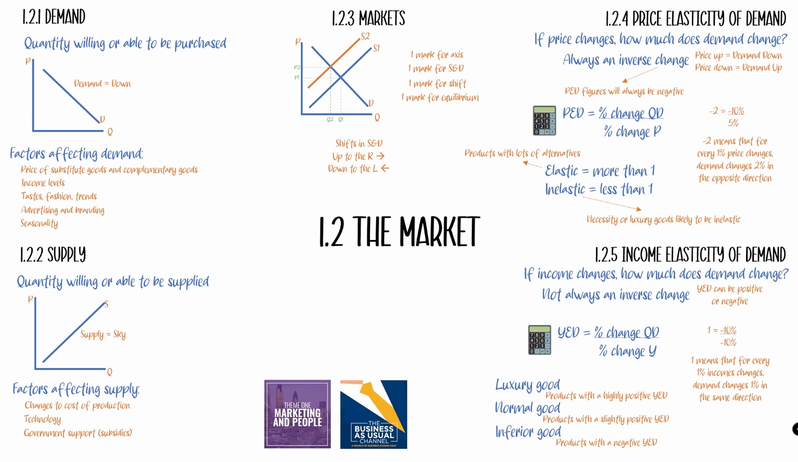Whereas if you take something like a Ferrari or a Rolex, a luxury good, they would likely be negatively impacted because as incomes drop, they would expect to see their sales drop as well, because some people may no longer be able to afford the products. On the other hand, if incomes are rising, you should expect to see an increase in their demand quite significantly as well. So hopefully that covers 1.2, the market.